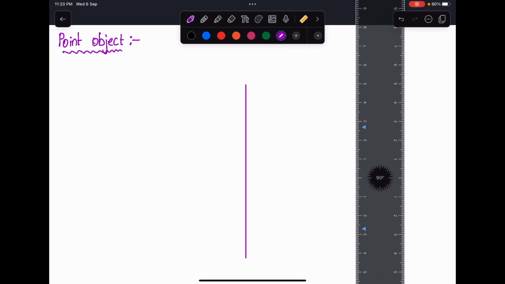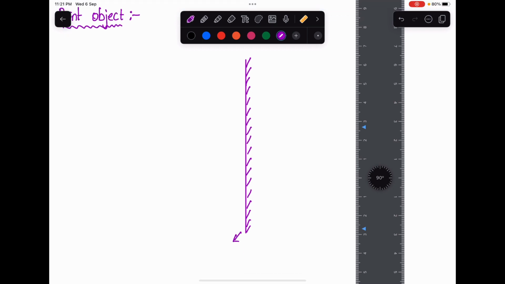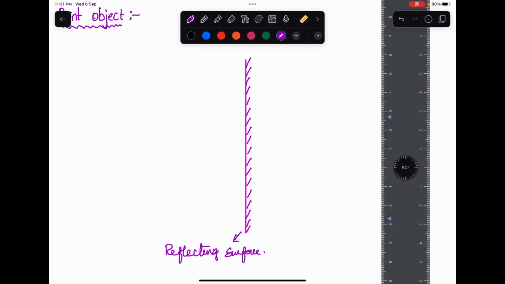Say this is your plane mirror. As defined previously by us, it has silvering on the other side. So therefore the left face of this line acts as your plane mirror or reflecting surface. Clear? So now this is your reflecting surface, or you can say your mirror straight away. So now let us learn this concept clearly.